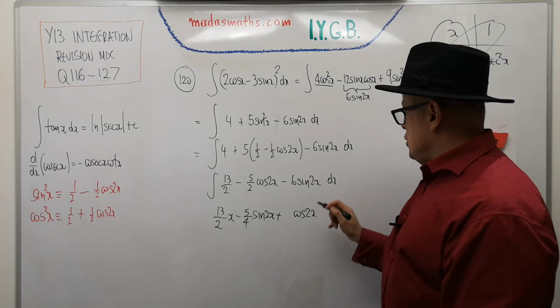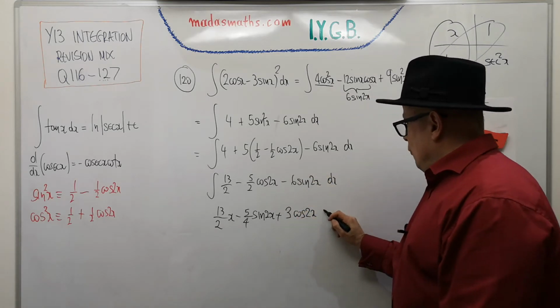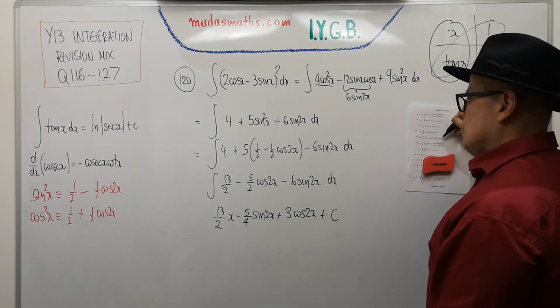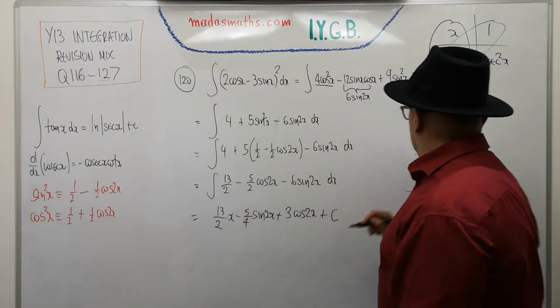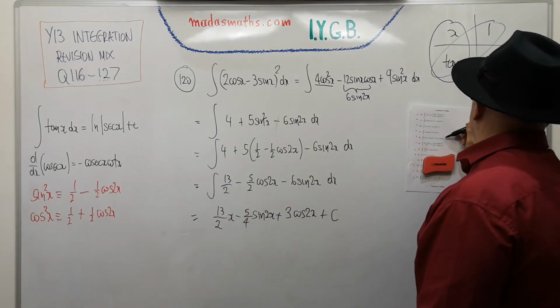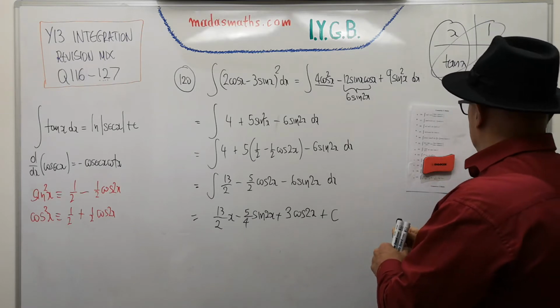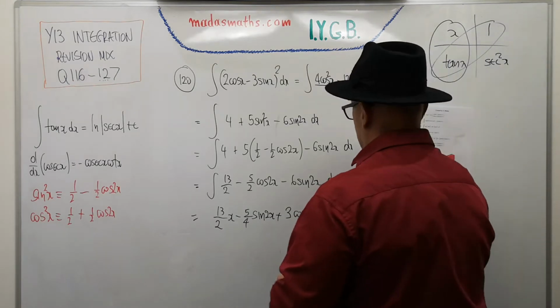It changed from the differentiation, and the times 2, and if you divide by 2, 3 cos 2x plus c. And just to check that I haven't done anything silly, just checking the answer for this one. 13 over 2x, I didn't put an equals there, very bad. 13 over 2x minus 5 quarters sine 2x plus 3 cos 2x plus c. So it's all good. We're going quite fast, and I hope we're all following in there.